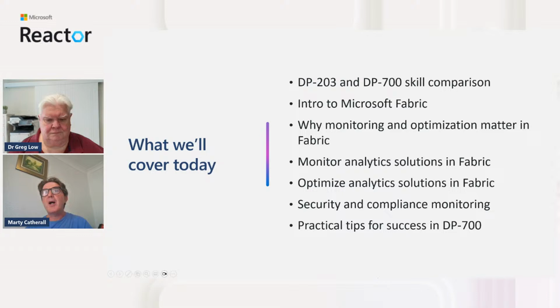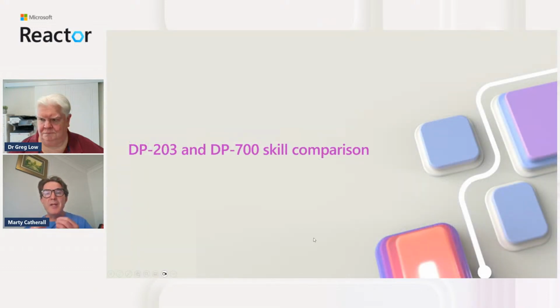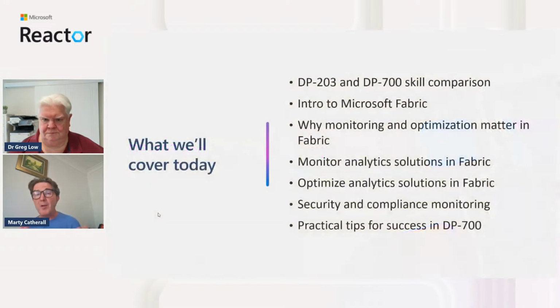How do you optimize the same solution in Fabric? What are things like the security and compliance monitoring tools in there that you need to be aware of? You may not use them all the time, but you just need to be aware of them. And just some practical tips about taking exams in general, and specifically the DP-700 itself. So that's what we're going to do here. And I'll hand over to Greg to take the rest of it away.